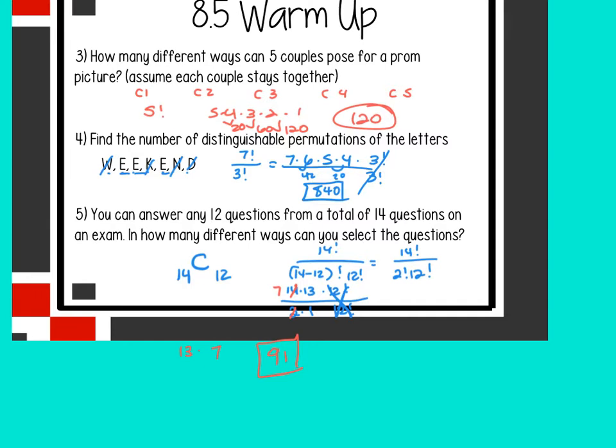So if it was a permutation question, it might say something like there's 14 questions, and how many different orders can you answer those questions? That's the difference between permutation and combination. Questions?